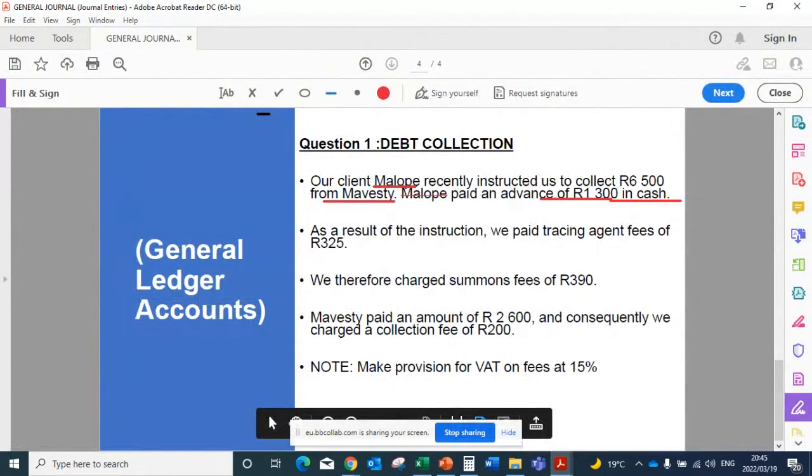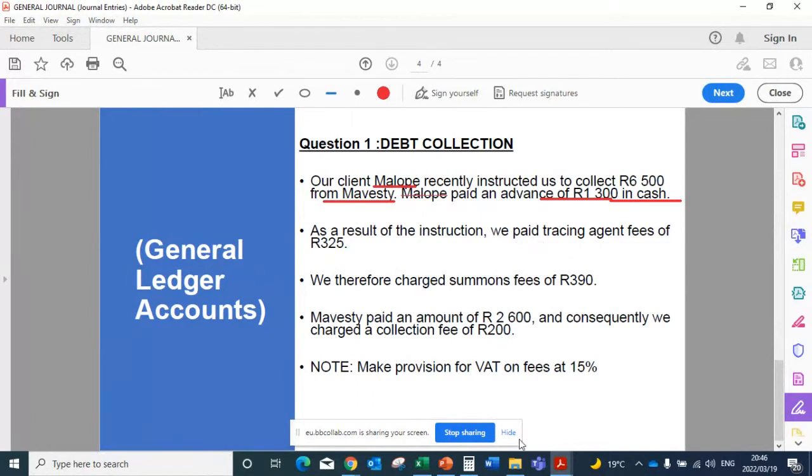Now, as a result of this instruction from our client Malope, we paid tracing fees of 325. Meaning we tried to locate Mavesti, so we had to pay the fee. So those fees at the end of the day, remember, we paid. We're not charging. We paid those fees.